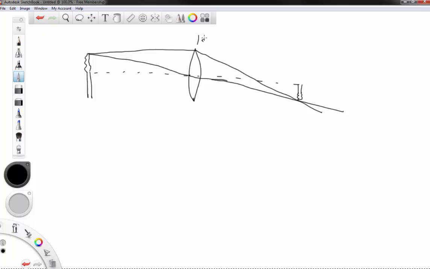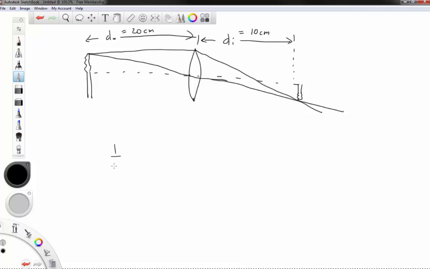So this right here represents the image distance. This right here represents the object distance, and the focal length again is determined by, if you have parallel rays coming in, where those rays converge. So let us say that you know both of these. This one right here maybe is 20 centimeters. Maybe this one right here is 10 centimeters.